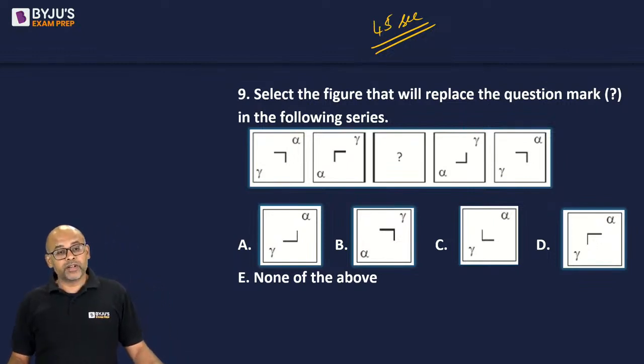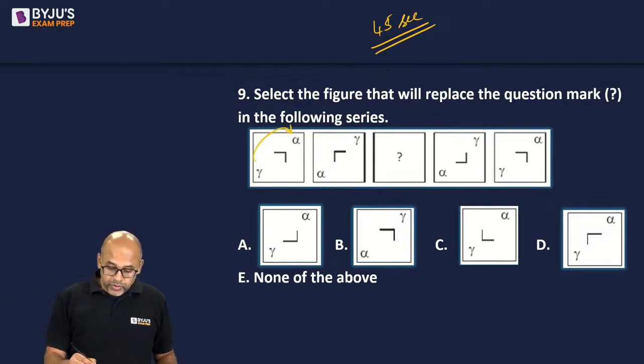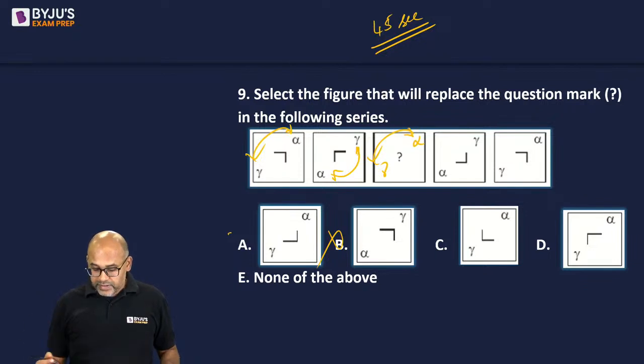Yes, this is a very simple question. So these two interchanging, again interchanging, again interchange. So this is alpha, this is gamma. So this is ruled out, and okay, we'll see the others.